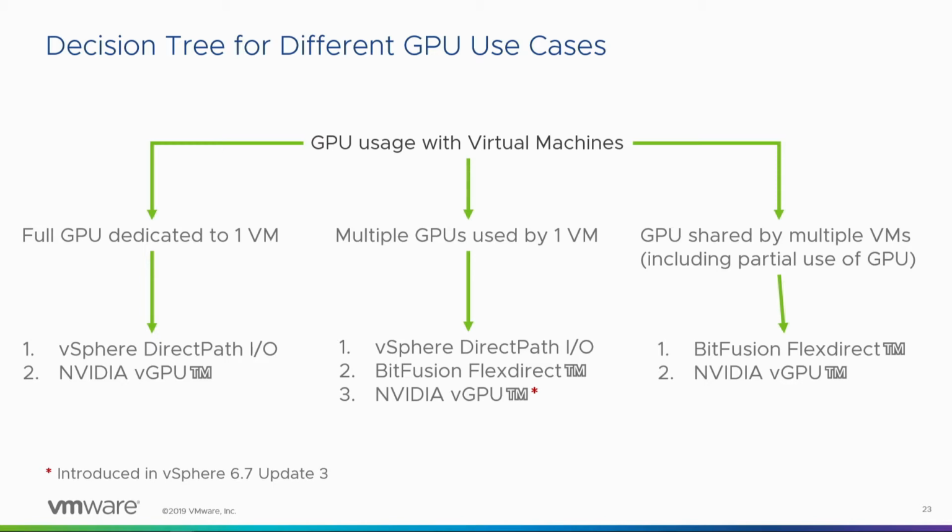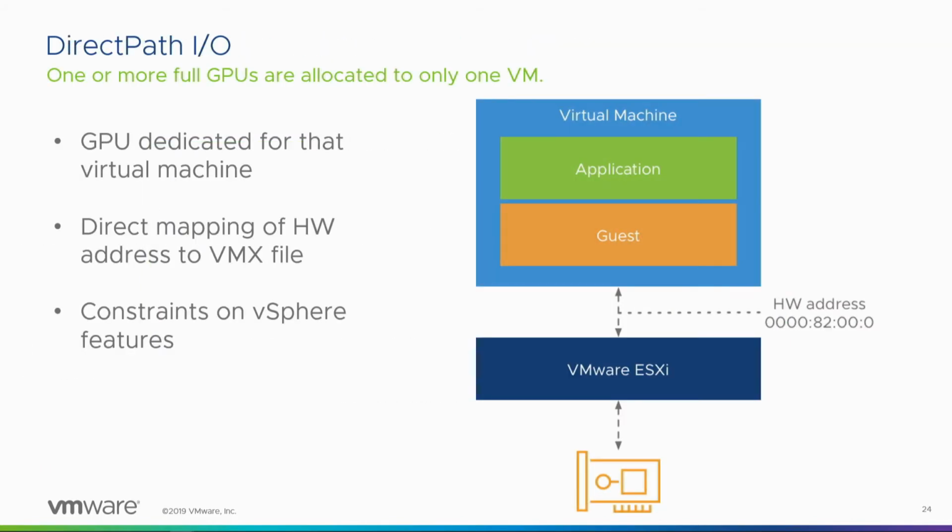So let's dig a little bit deeper in all these options we just explained. First of all, direct path I/O. Now by show of hands, who is using direct path I/O? I have 1, 2, 3, nice.